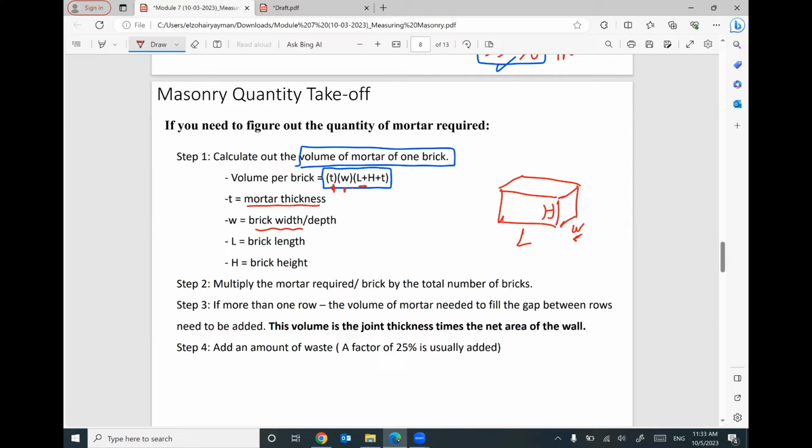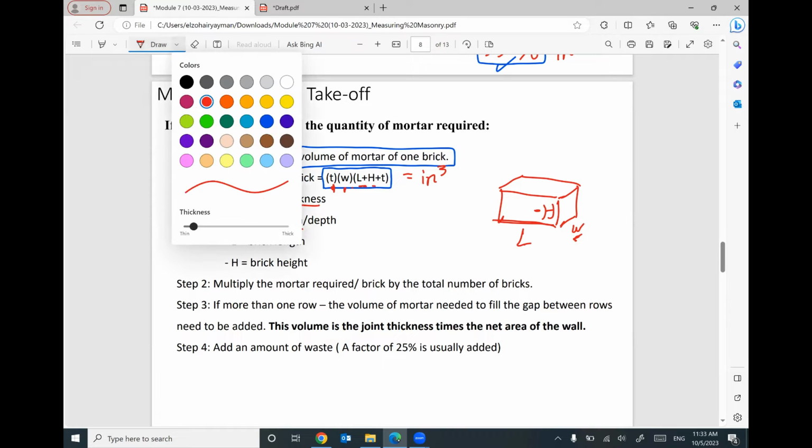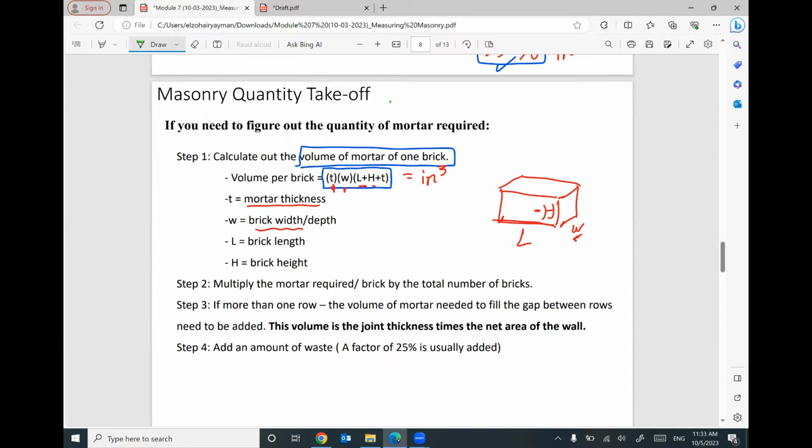L is the total length of one brick. H plus T, the height of one brick plus T, the thickness of the mortar joint. So the volume will be given in inch to power 3, inch cubic. Why? Because each dimension here will be in inch. So the value will be in inch cube. This is the total amount of mortar just to construct one brick.